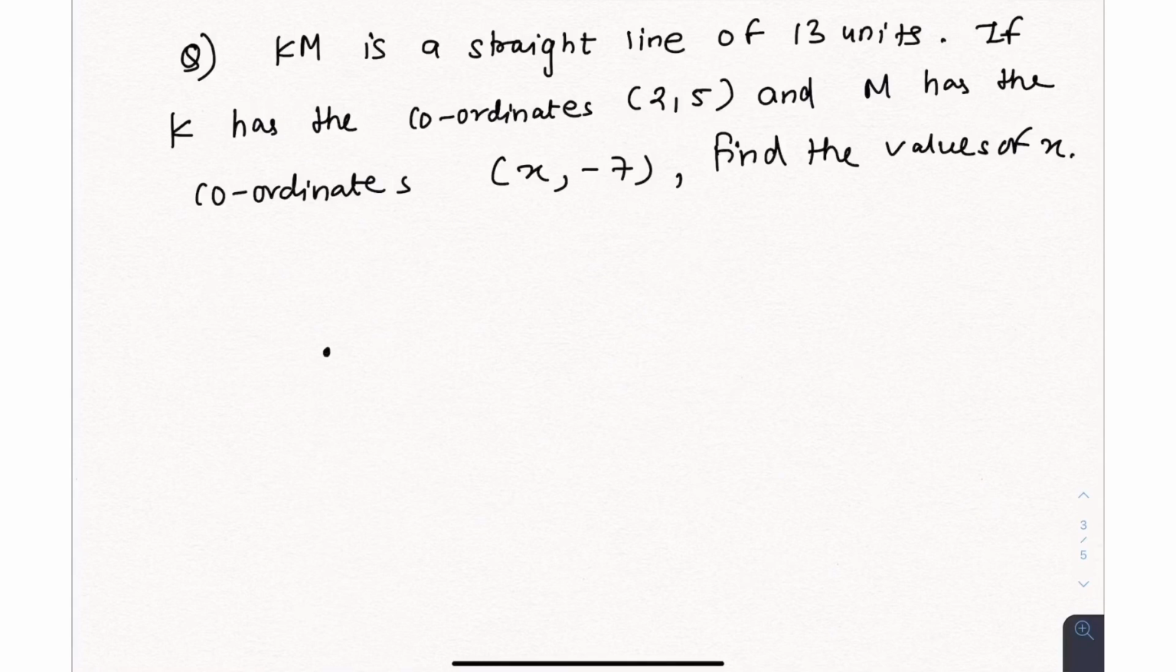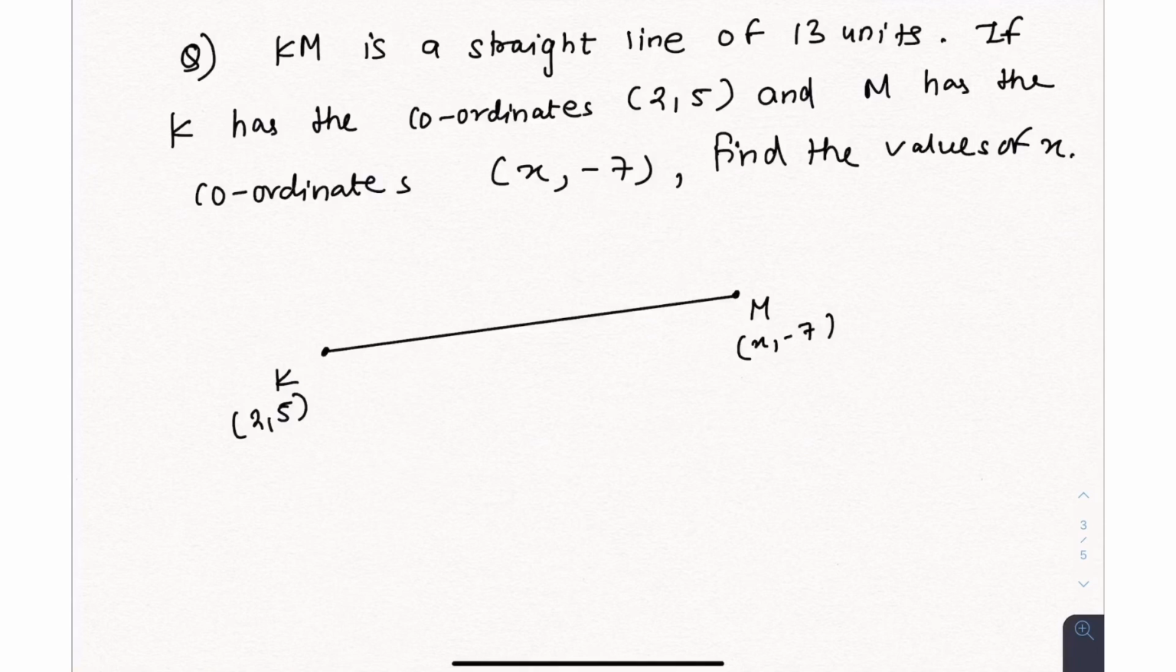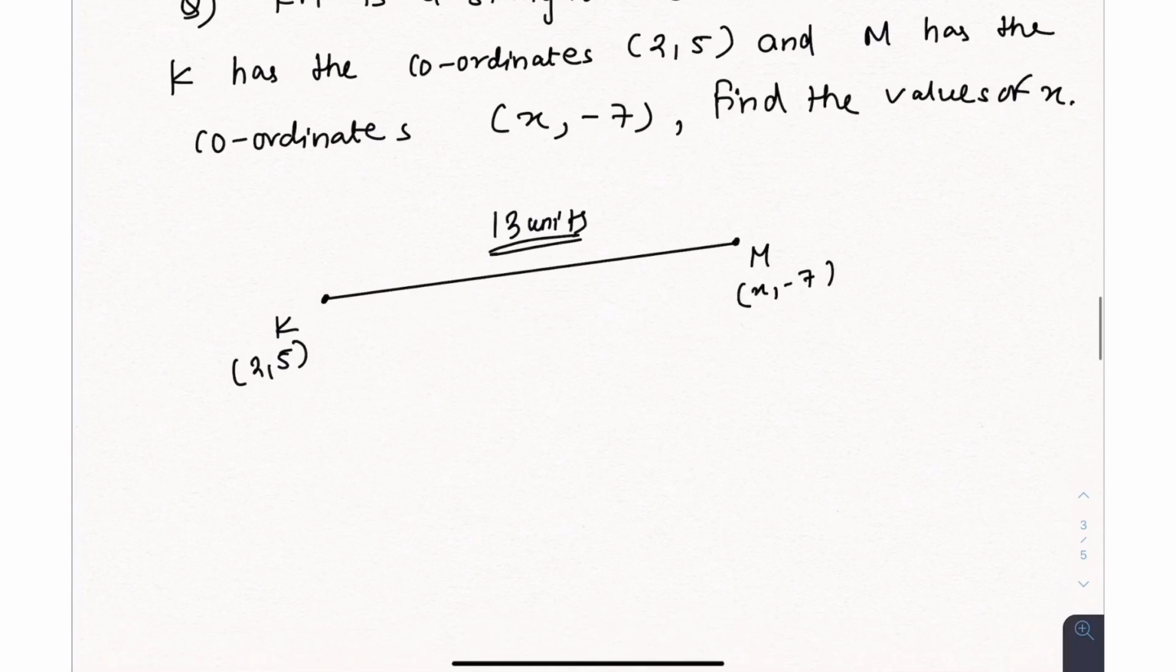So if we represent it, suppose this is K, this is M, so KM is a straight line. The coordinates of K are (2, 5) and the coordinates of M are (x, minus 7), and we know that this length is 13 units. So we know that the distance between K and M is 13.